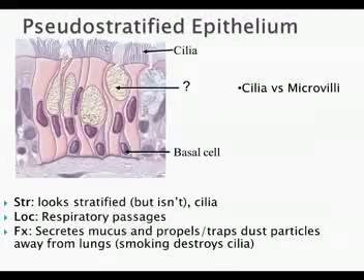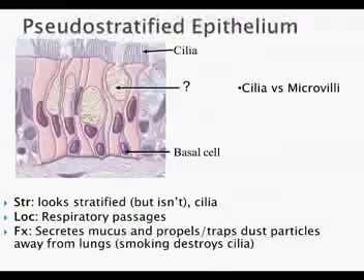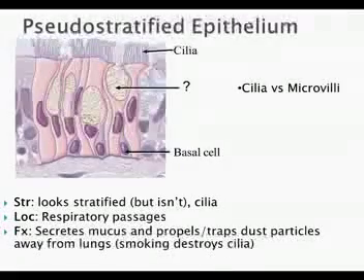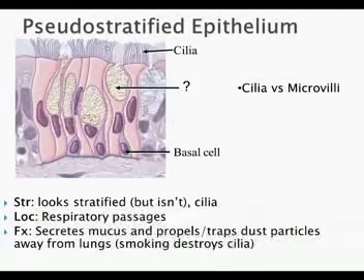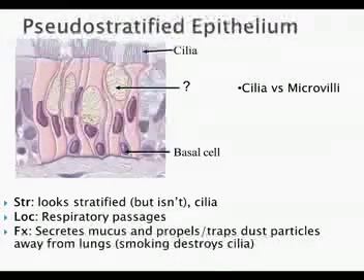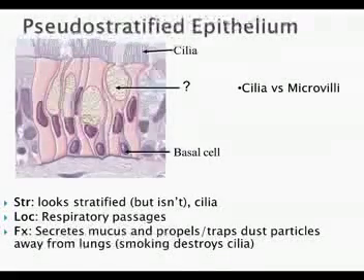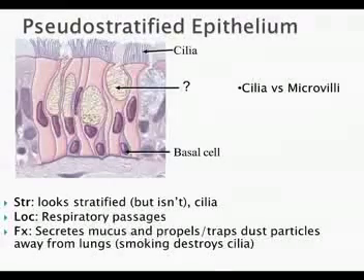So I want you guys to compare that to something like pseudostratified epithelium. If you remember what pseudostratified means, it looks or appears stratified, but all those cells are in contact with the basement membrane. And so the key difference between this and simple columnar is that in simple columnar the nuclei are all in one row, right? So if you look at simple columnar, all the nuclei are in one row.